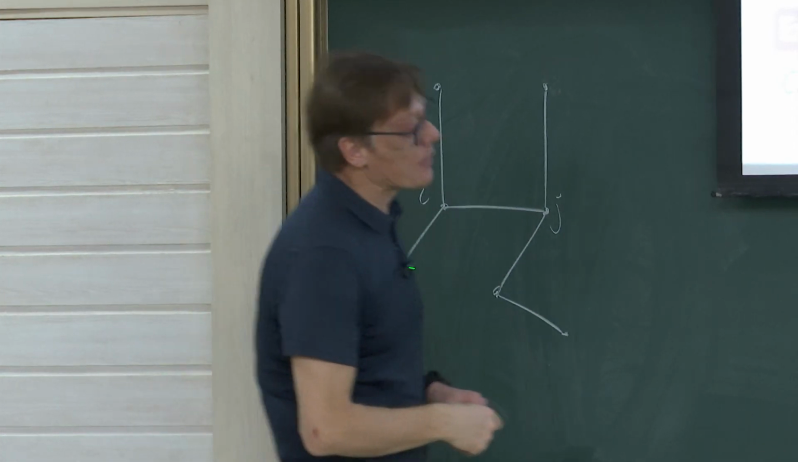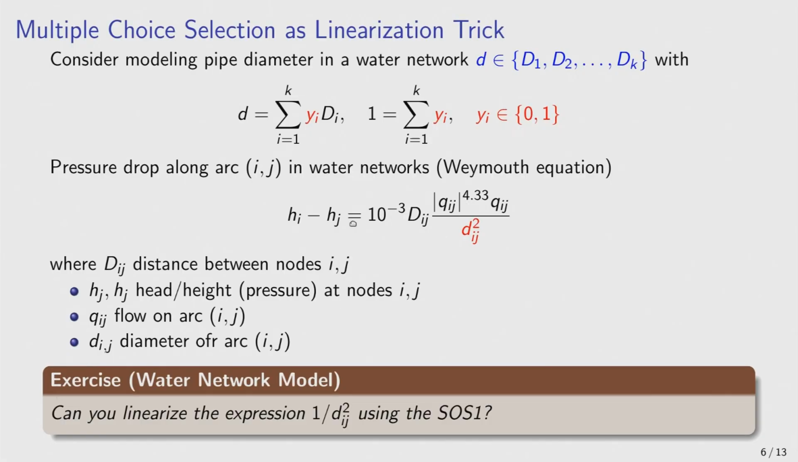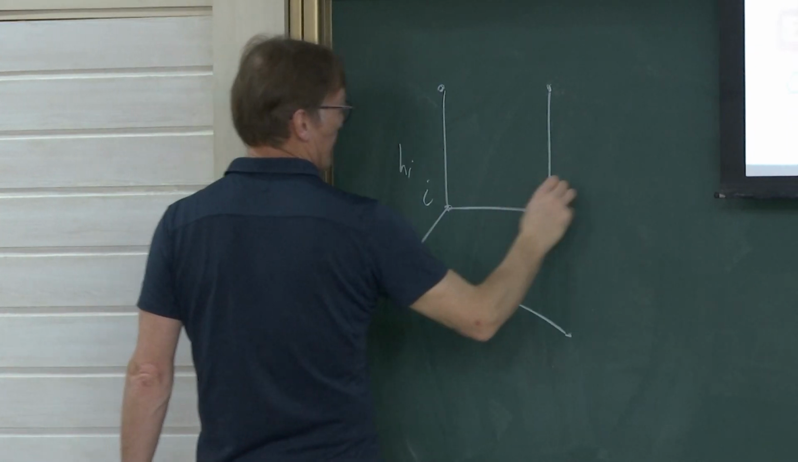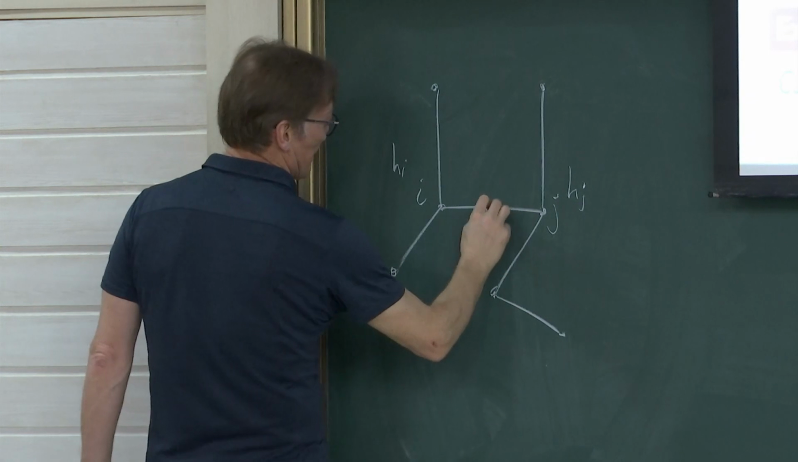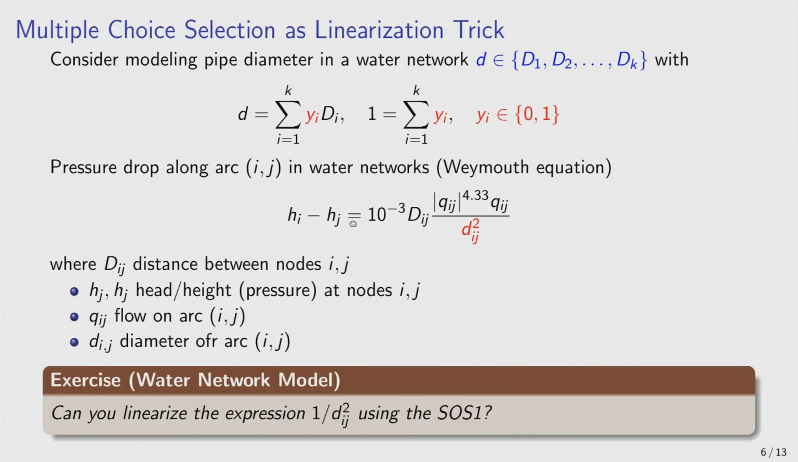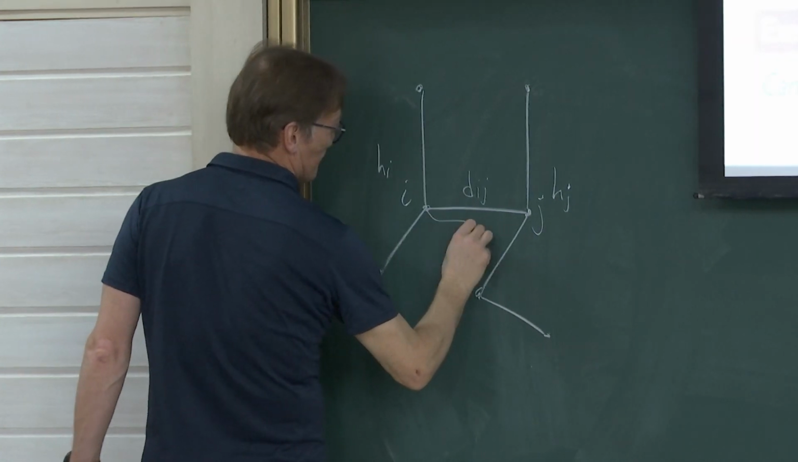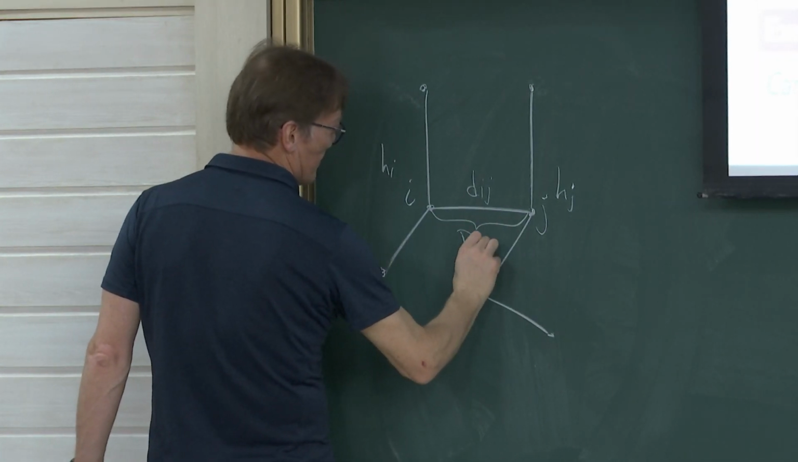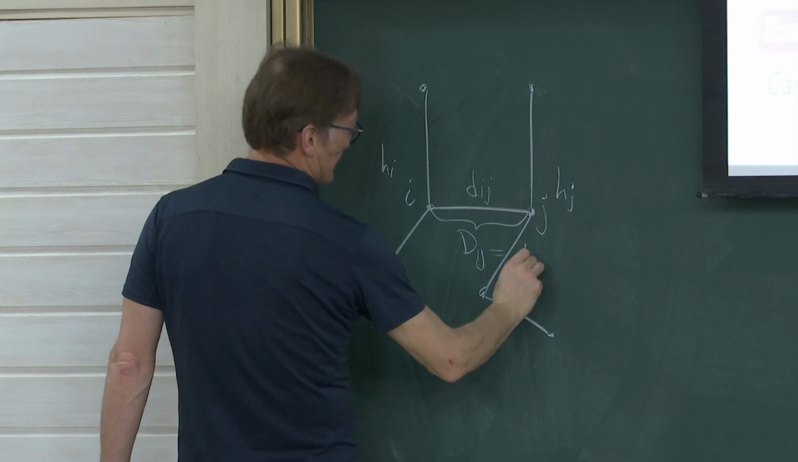One of the modeling equations that is used here is the head. Hi is the pressure at node i. There's a diameter of this pipe, little dij, and the distance, and I apologize for this double notation, the distance between the nodes i and j is this capital Dij. That's not a very nice notation, using capital Dij as the distance.